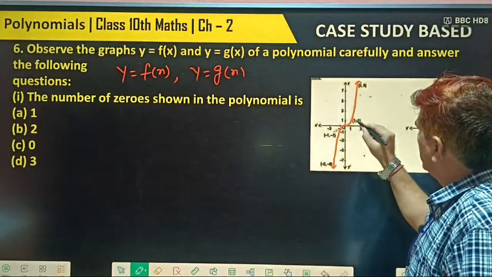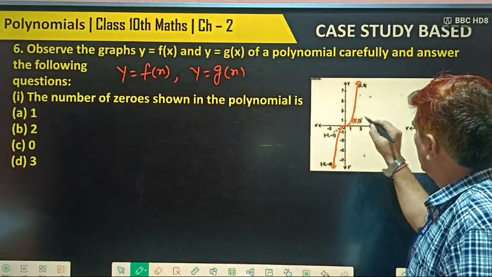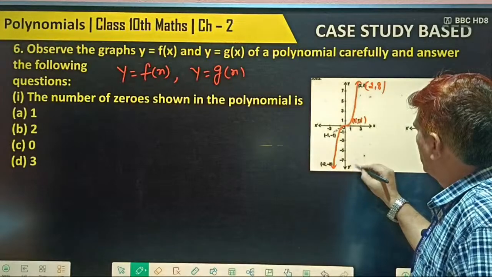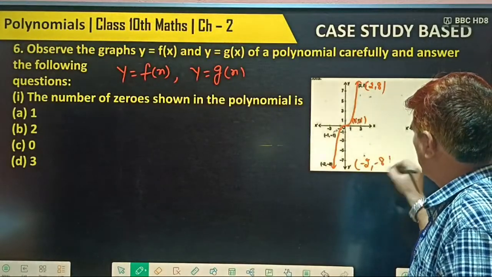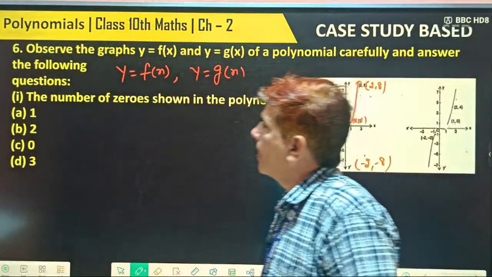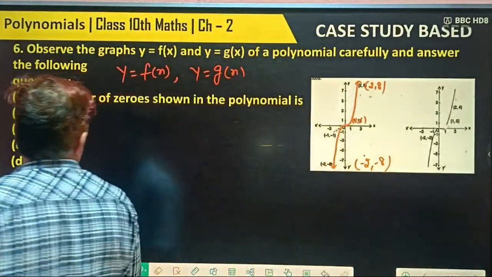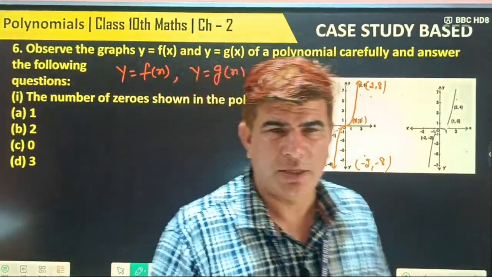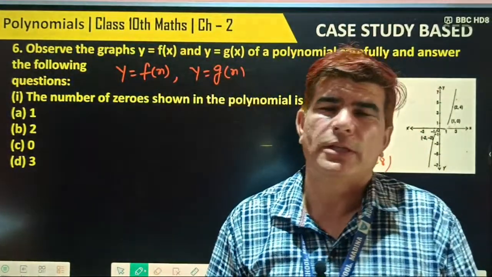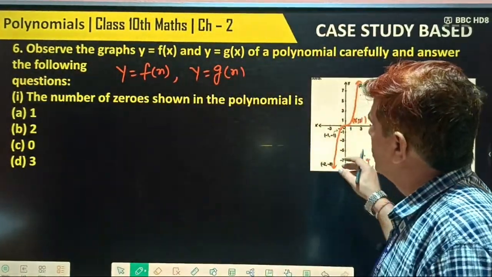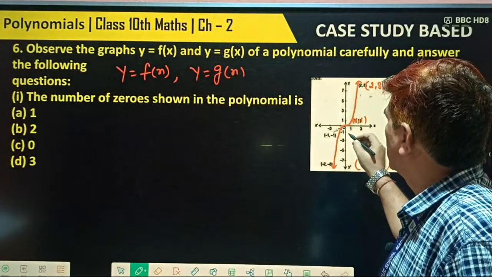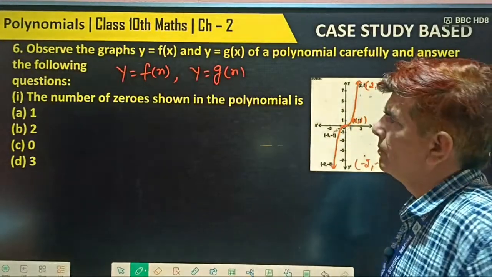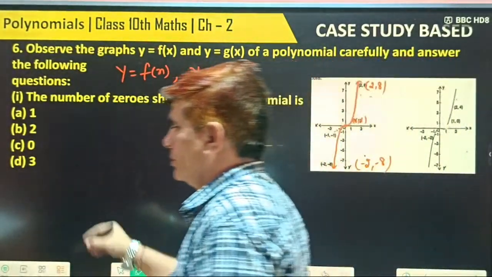Coordinates given: this point (1, 1), here (2, 8), here (-2, -8). First question: the number of zeros shown in the polynomial. So definitely, how many times is it cutting the x-axis? This polynomial p(x) is cutting the x-axis how many times? 1 time. So how many zeros? 1.